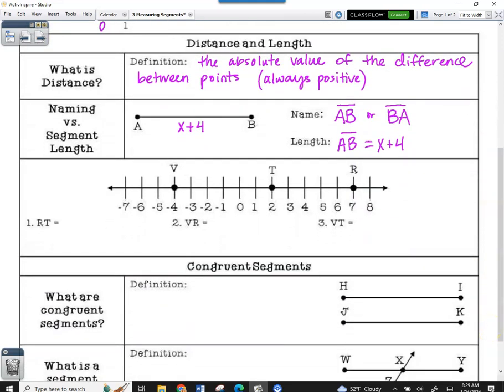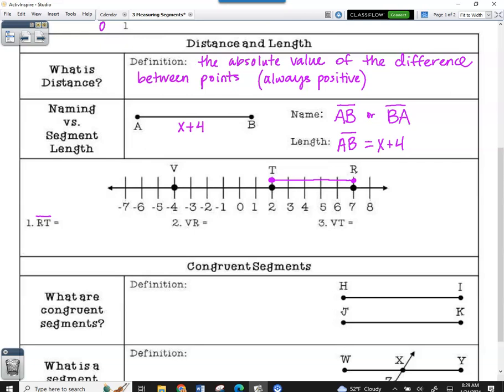And now if you look at this little number line right here, it says, number 1, RT equals what? Number 2, VR equals what? Number 3, VT equals what? We're going to put a segment notation above that. They're saying if you measure from R to T, it's asking what is the distance, the length of segment RT.